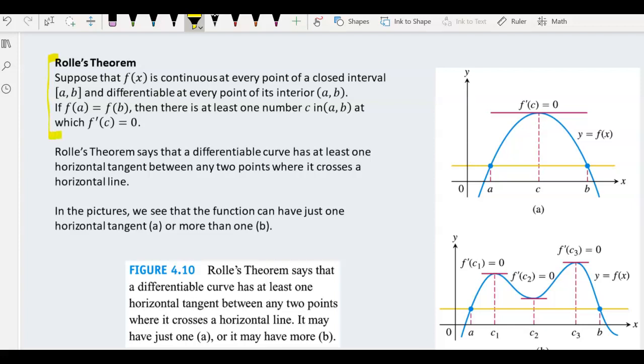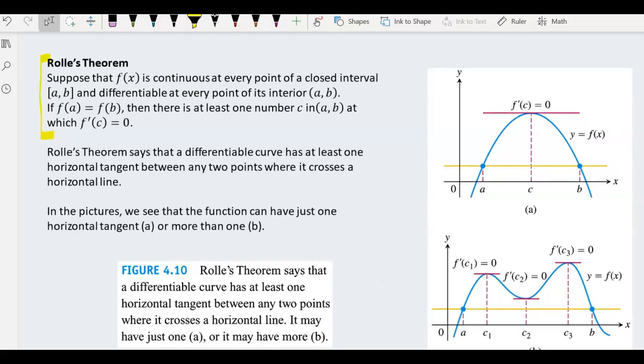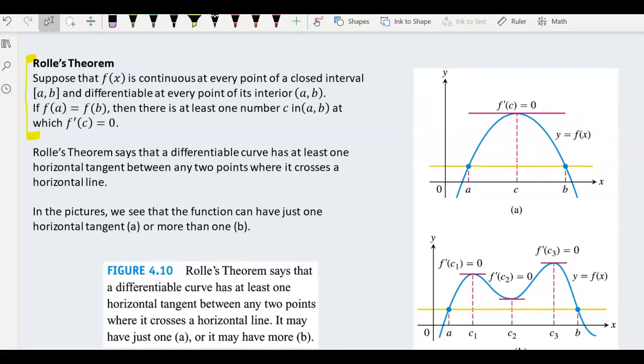Suppose that we have a function that's continuous on a closed interval. Looking at this picture over here on the right, the first picture, we're going between the points A and B. And we also are going to assume that we can take the derivative everywhere inside the interval A to B, not necessarily including the endpoints, but in the interior. If we know that the y values at A and B are equal to one another, f of A equals f of B, so we're saying these 2 points are equal, then there's at least one number in between them where the derivative equals 0.